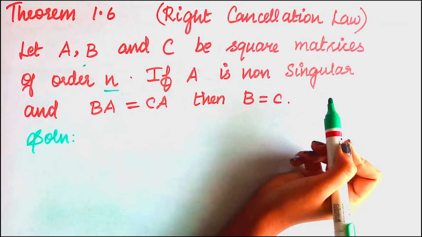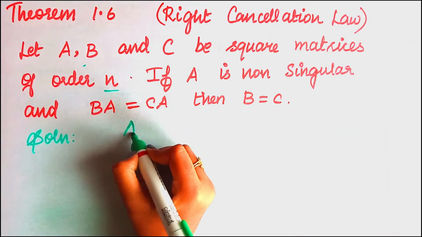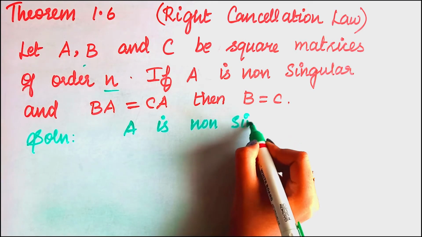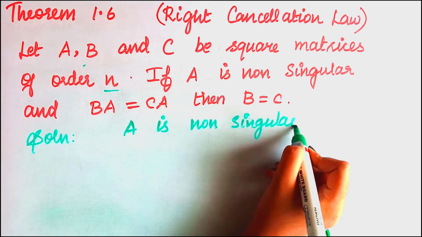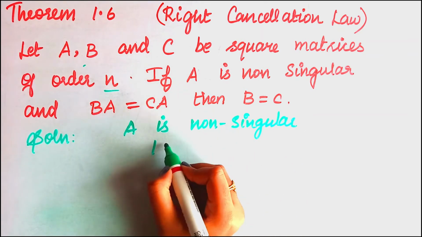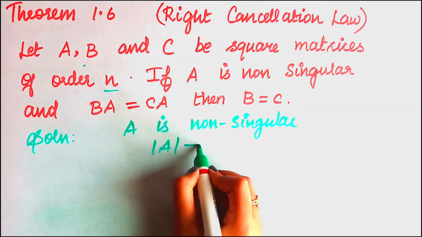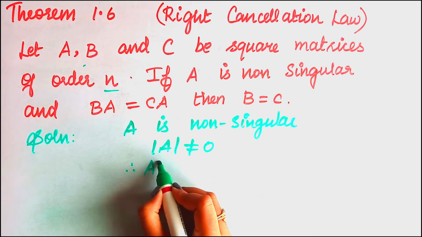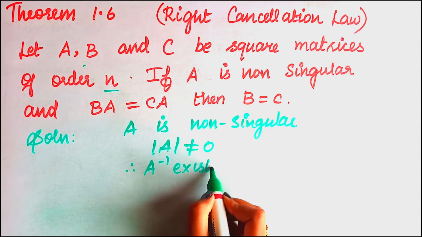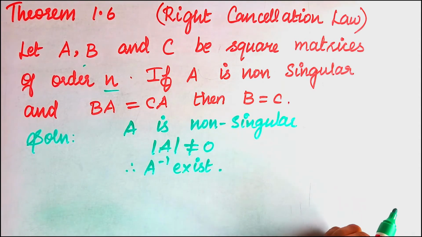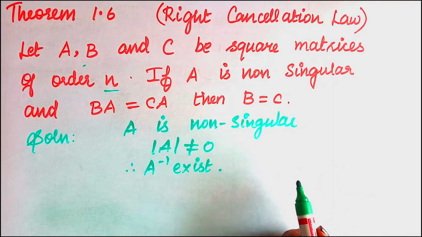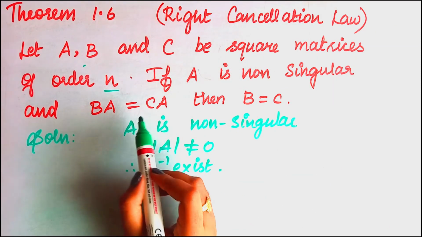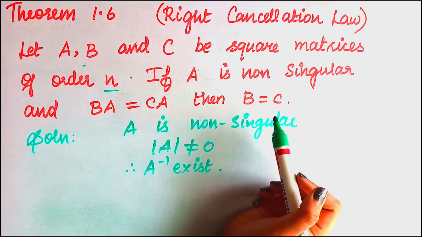So the order is n, and there are 3 matrices here. And here, if A is non-singular, they have given the hint that A is non-singular. So if A is non-singular, I have already said that there are 2 conditions, that is, determinant of A is not equal to 0, and you have to write it as therefore A inverse exists. Okay, so these are the conditions for a matrix to be non-singular. Then the next condition is BA is equal to CA, and then B equal to C.